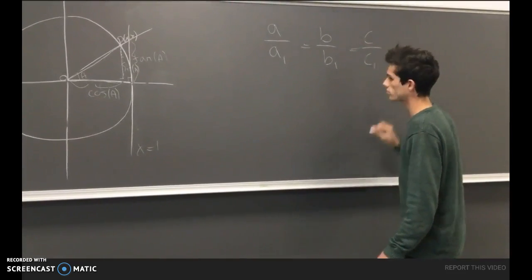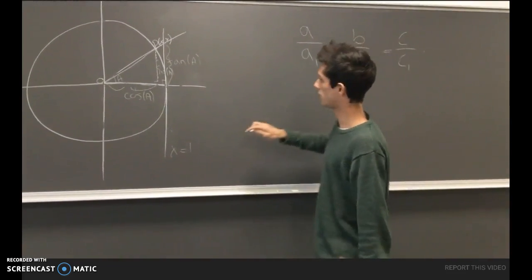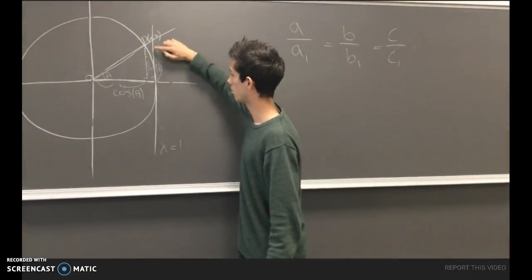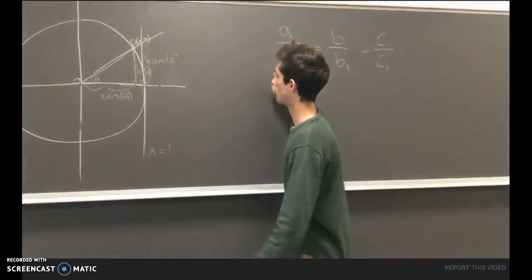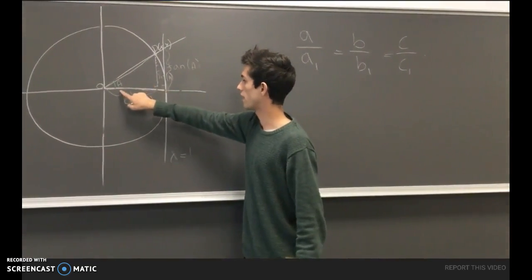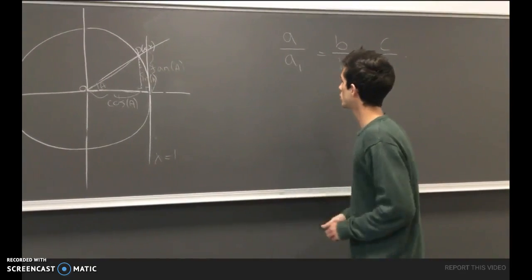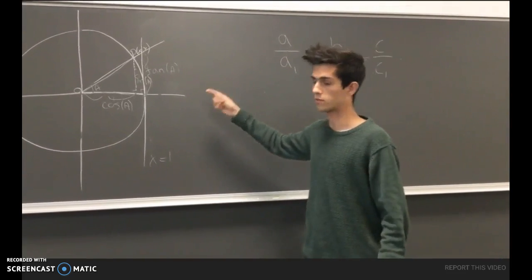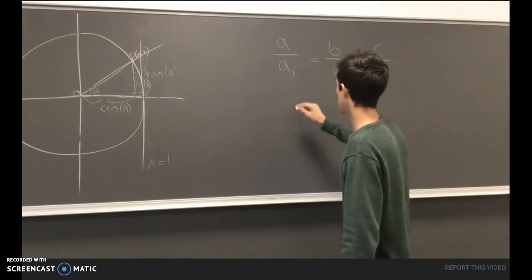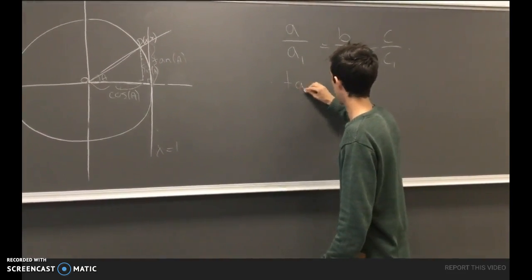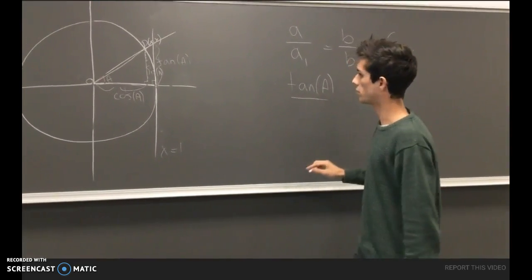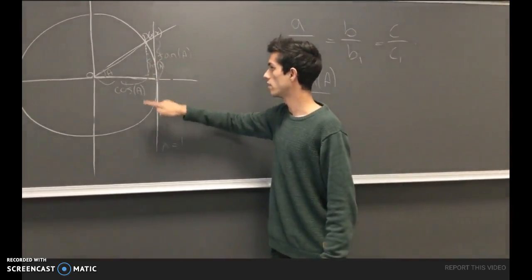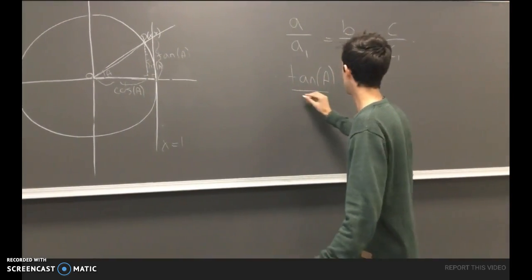Now, A being the long side, or A being the opposite side of the angle A in the big triangle, and then A1 being the opposite side of the angle A in the small triangle. So first off, we know that A, that's what we're trying to prove, that it's equal to tangent of A. So we're going to write tangent of A. And it's going to be over sine of A, as that's the side A in the small triangle.